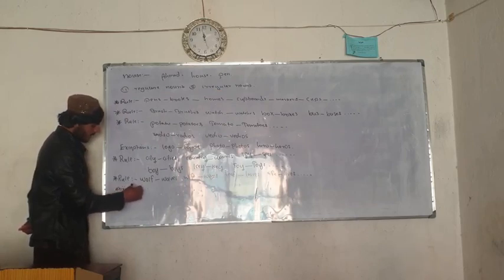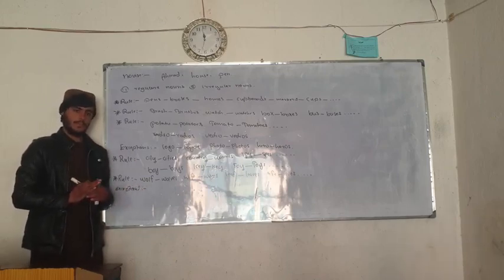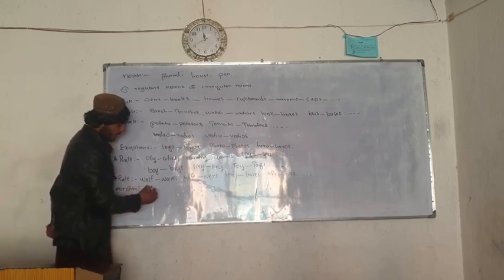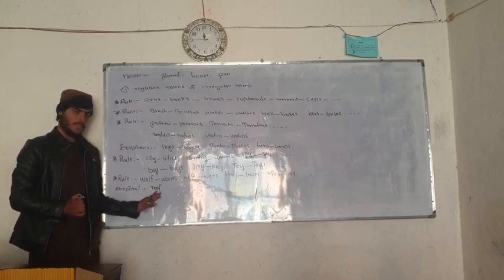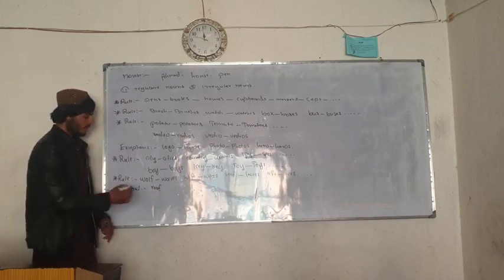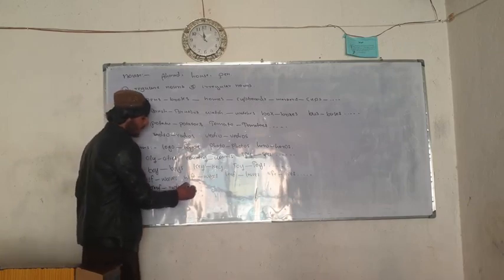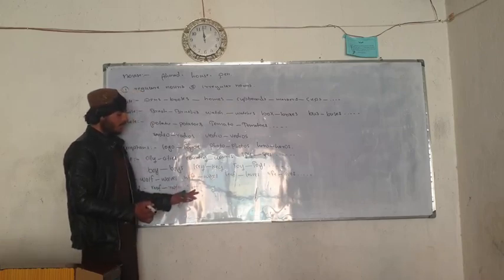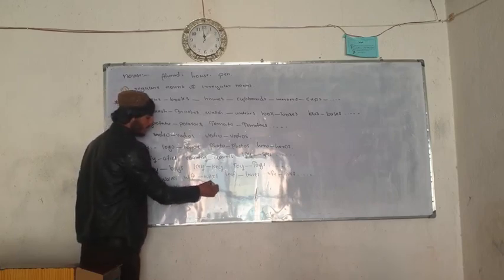Exceptions. Here a noun ends with F, so we don't have to change F into V and add ES, but we just add S at the end, because these are the exceptions, like roof. Here this noun ends with F, so we don't have to change F into V, but we just add S at the end, like roofs. And chef. Here this noun ends with F, so we don't have to change F into V and add ES, but we just add S at the end, like chefs.